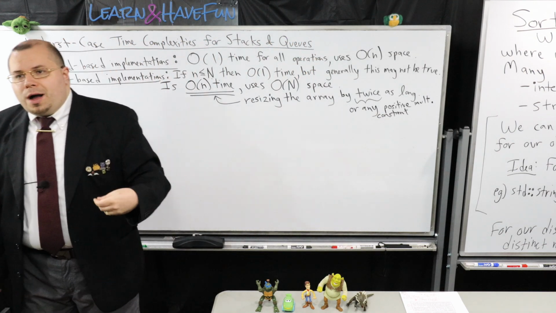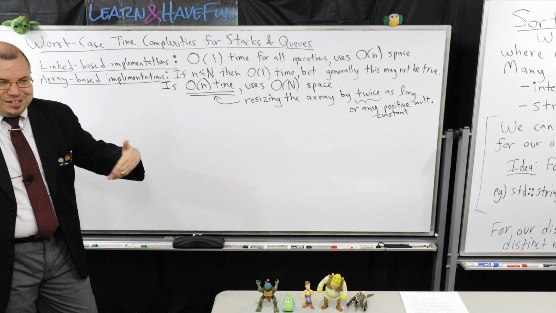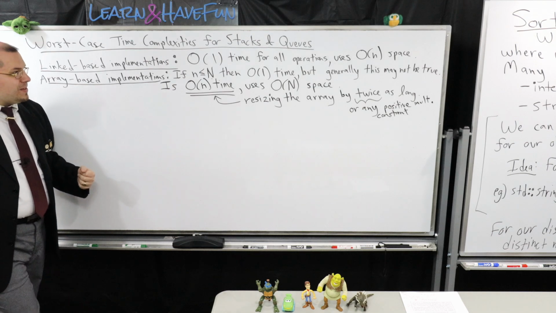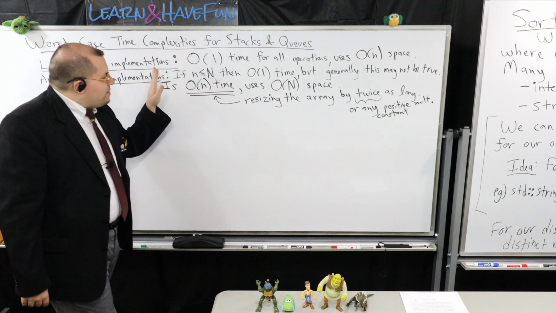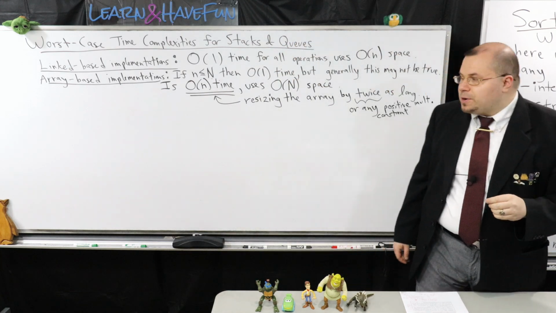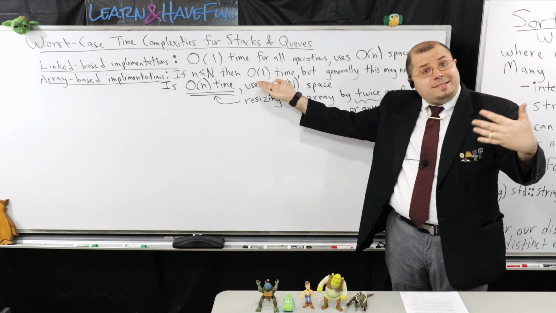The main reason why is because when the array becomes full, meaning if I try to do an insertion when there is no more room, I have to resize the array. So if I assume that n, my number of elements, is less than or equal to capital N, the capacity, then it takes big O of 1 time. It's not very hard to see this is the case.